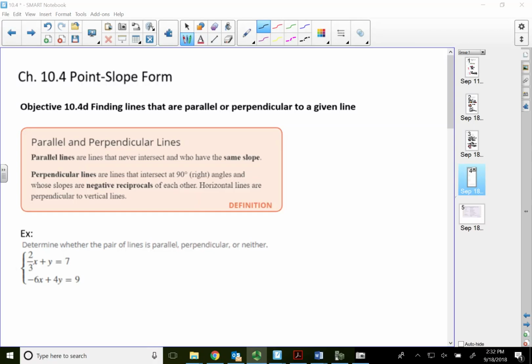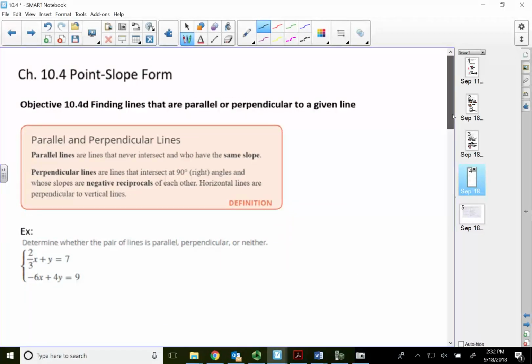Welcome back to Module 10.4. In this lecture video, we're going to begin to talk about parallel and perpendicular lines and use the idea of a parallel or perpendicular line to write the equation of the line.